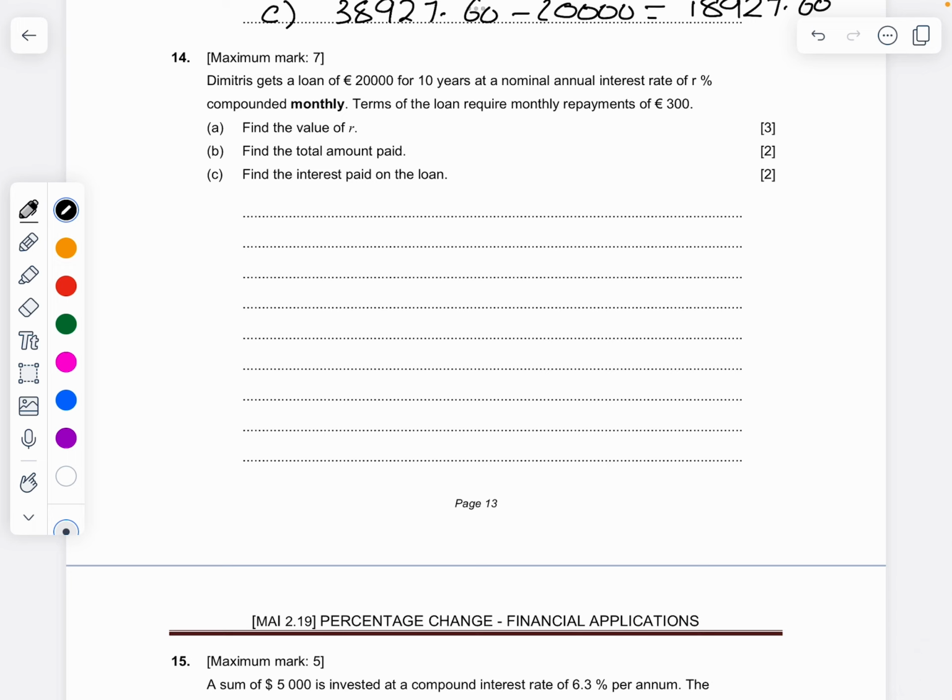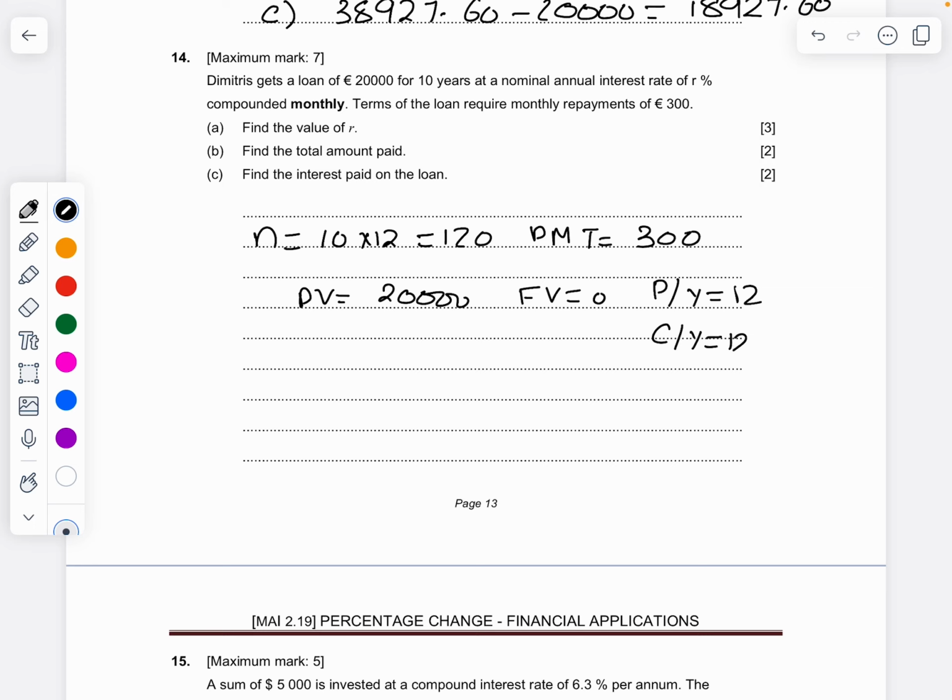Question number 14. Demetrius gets a loan of 20,000 for 10 years at a nominal annual interest rate of R% compounded monthly. The terms of the loan require monthly repayments of 300 euros. Find the value of R. So N equals 10 times 12, which is 120. PMT equals the monthly repayment, 300. And principal value is 20,000. Then future value should be 0. Because it is monthly, P/Y is 12, C/Y is 12. Then calculate I percent, and for the first part you should be getting 13.12.